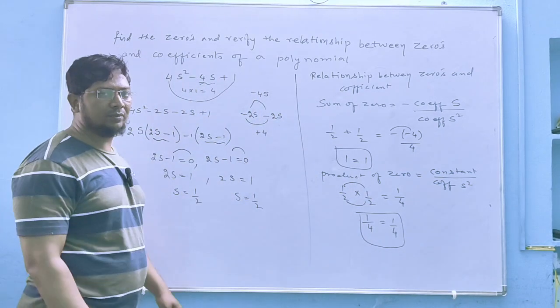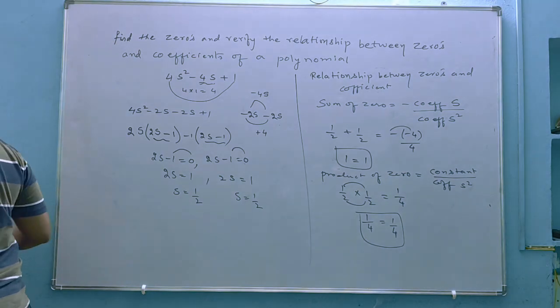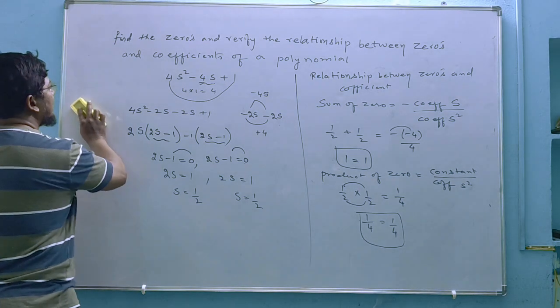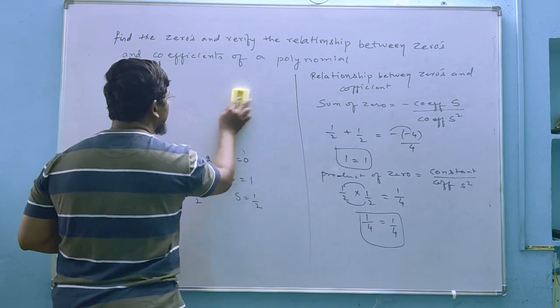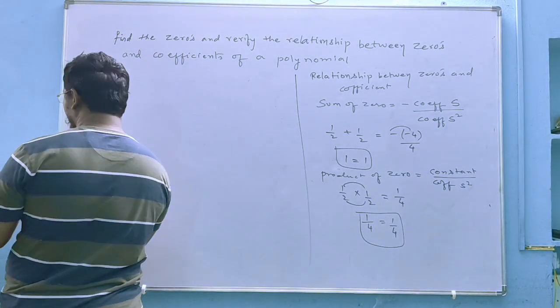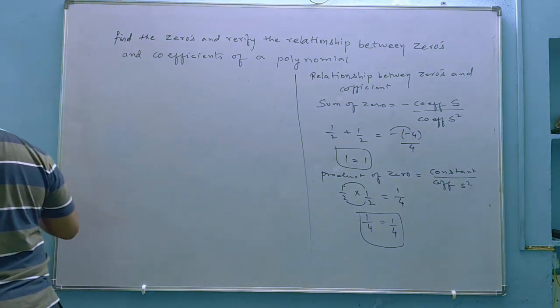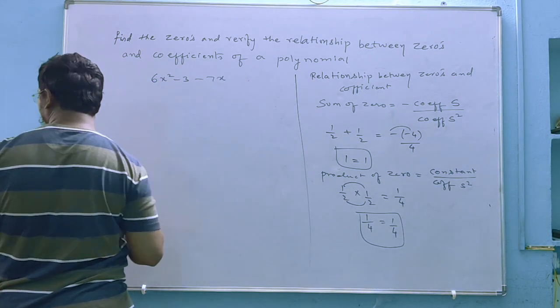This is our second problem. So one more question we will take: 6x square minus 3 minus 7x. The question is 6x square minus 3 minus 7x.